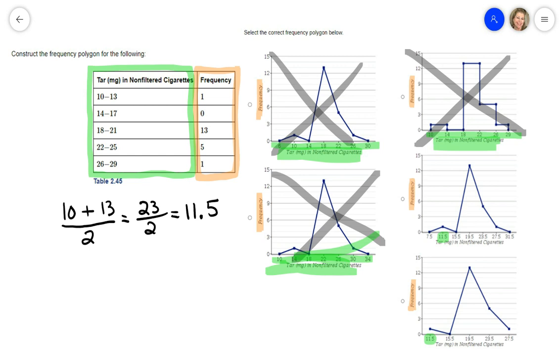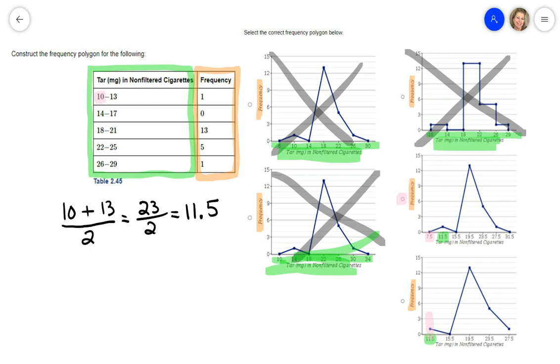Okay. And I can find the answer pretty quickly from these 2 because, technically, your lowest value is a 10, so your polygon should start before a 10. Our polygon on this one right here is starting right at the 11.5. So that makes no sense. It has to be this one right here. It starts at 7.5.